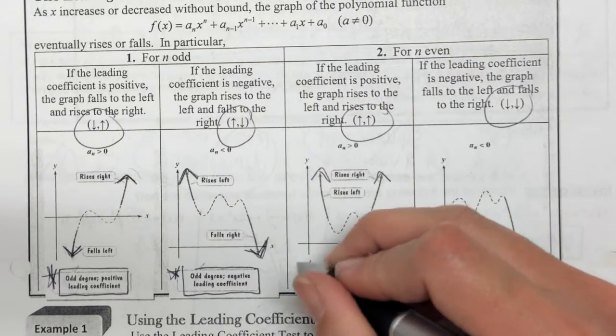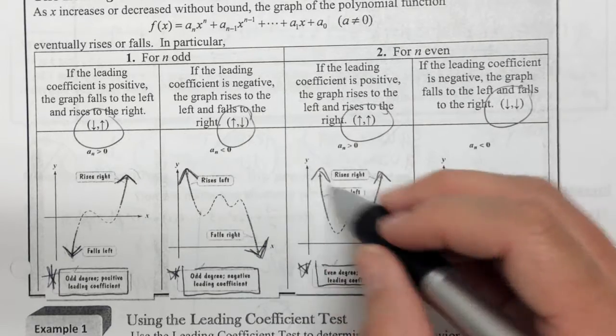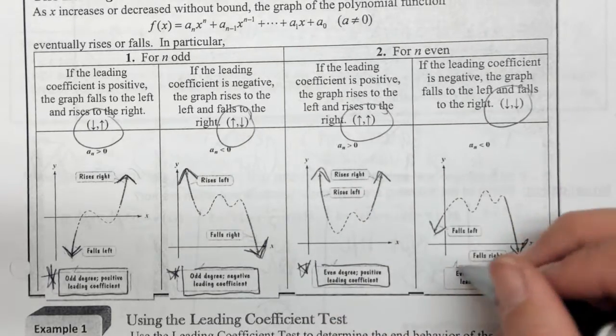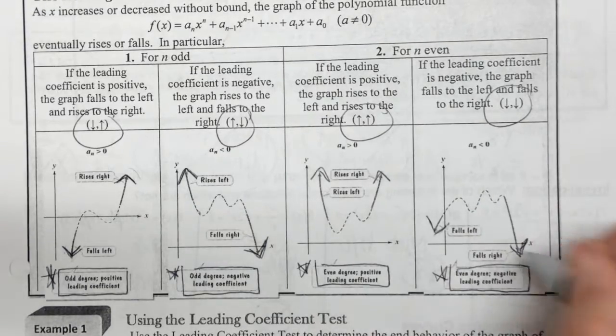Alright, when it's even and positive, they both go up. So that's easy to remember. Positive, you're going up. If it's even and negative, you're going down. Negative down on both sides.